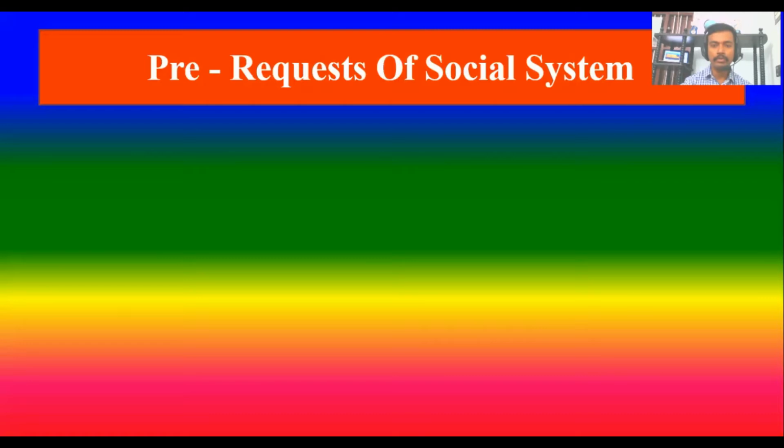Study of social system and social organization, system studies and organizational studies. In the previous class we learned that every social system has input, process and output. Today we have to start with the prerequisites of a social system.